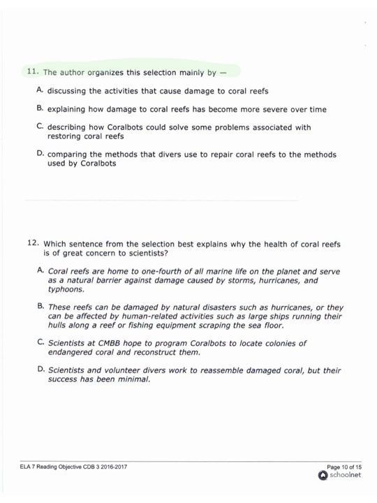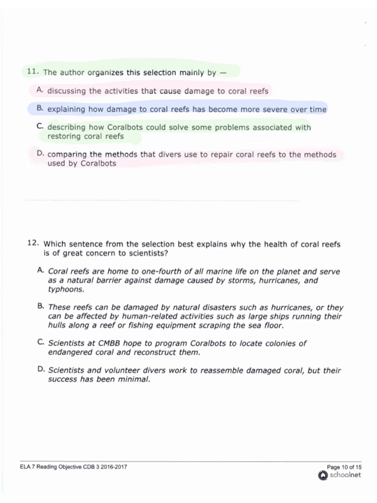Thank you. Number 11. The author organizes this selection mainly by A. Discussing the activities that cause damage to the coral reefs. B. Explaining how damage to coral reefs has become more severe over time. C. Describing how coral bots could solve some of the problems associated with restoring coral reefs.